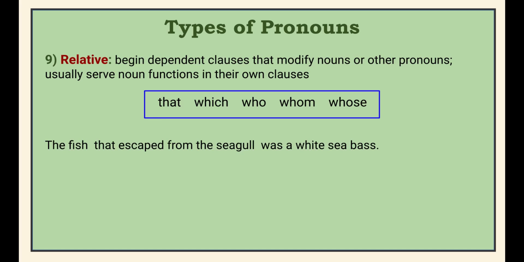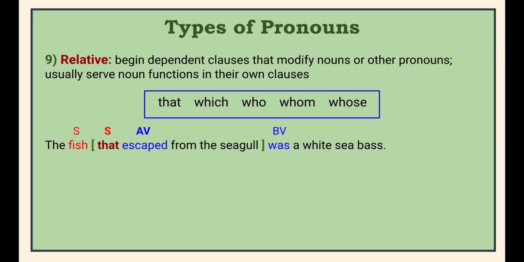Let's look at a couple of examples. The fish that escaped from the seagull was a white sea bass. When we first look at sentences, we find the subject-verb combination to identify clauses. Identify the verbs first, and then look for their subjects. We have two verbs, escaped and was, but they're not joined by a conjunction, so we need to find two subjects, one for each verb. The subject for the verb escaped is the pronoun that, and the subject for the be verb was is fish.